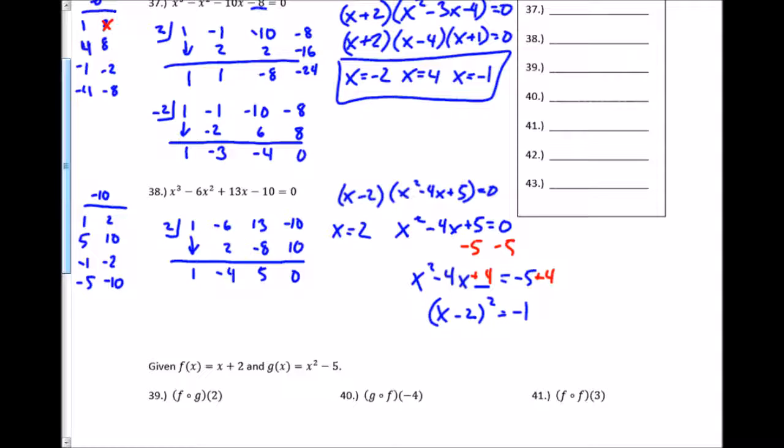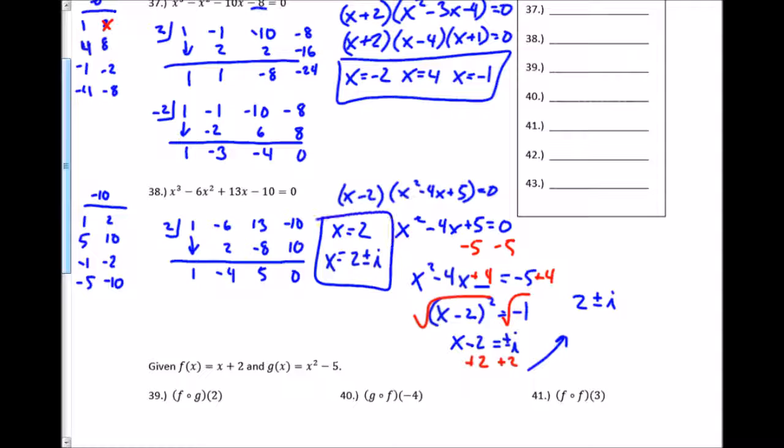I take the square root of each side. X minus 2 equals plus or minus i, because I took the square root of each side. And then I add the 2 to each side. And I find out that x equals, and I just write it this way, 2 plus or minus i. And so when I write that, I write it as x equals 2 plus or minus i. And that's it. Okay?